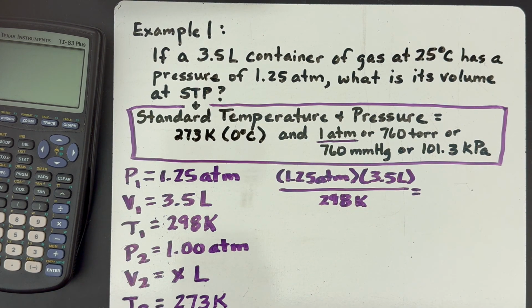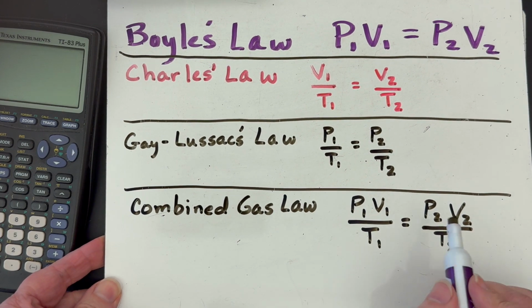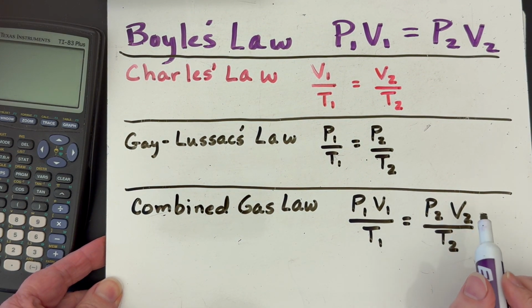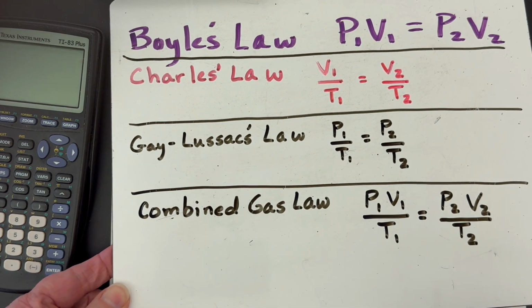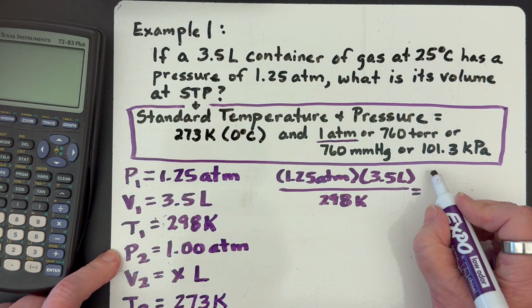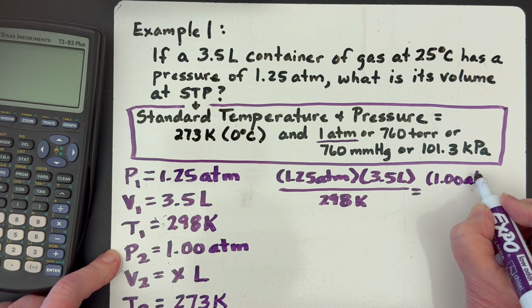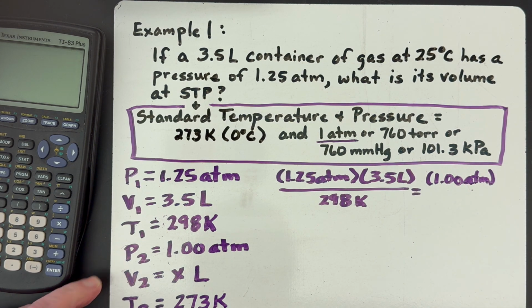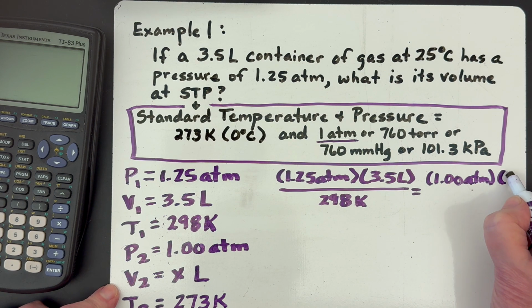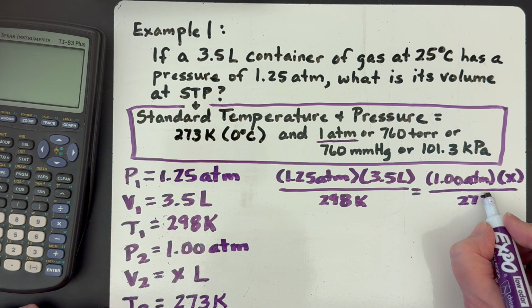On the right side, we're going to have our final conditions, and again, we want to have the final pressure times the final volume over the final temperature. So our final pressure is 1 atmosphere. Our final volume, we don't know. That's our X. That's what we're solving for. And our final temperature is 273.